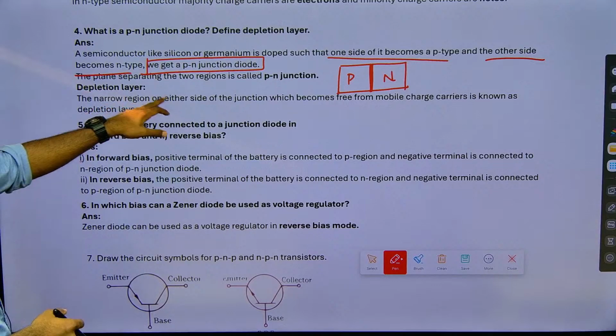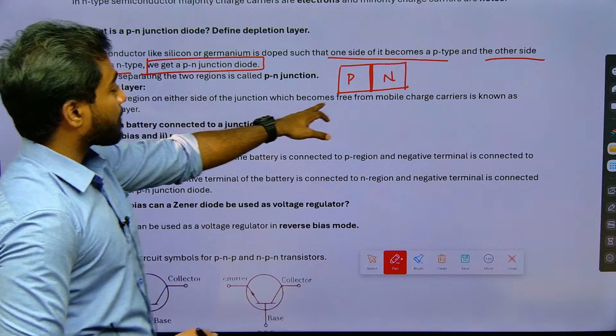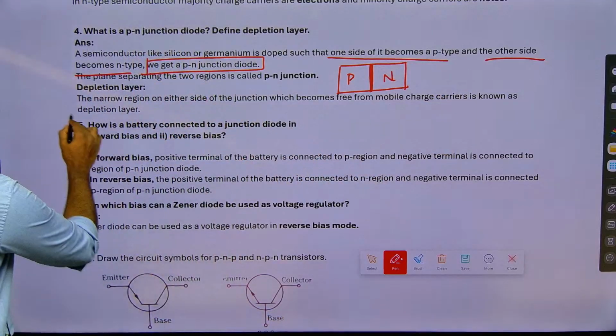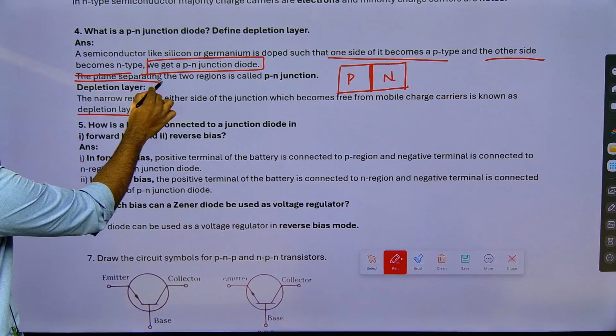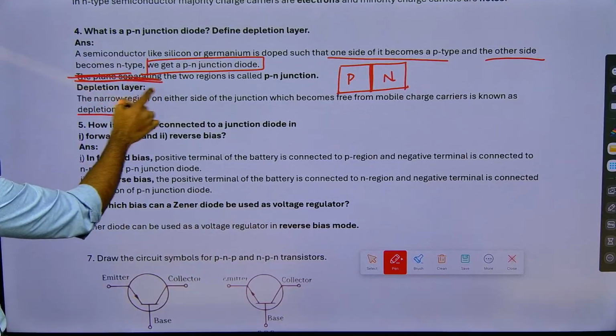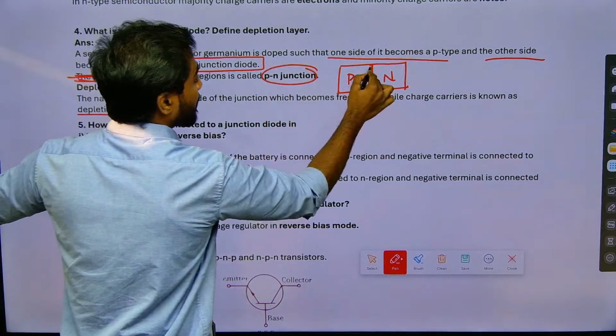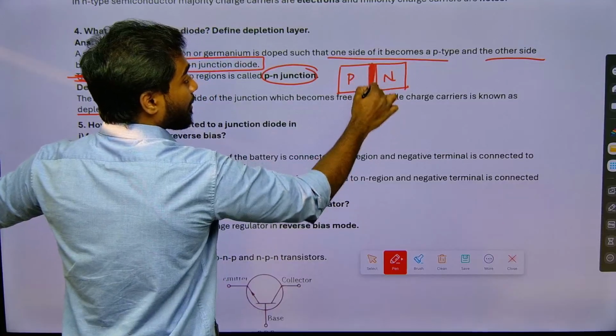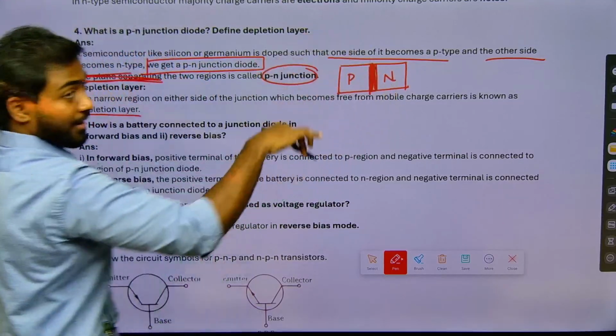The narrow region on either side of a junction which becomes free from mobile charge carriers is known as the depletion layer. So the plane separating the two regions is called the PN junction. This junction is called the PN junction. It is not called the depletion layer. What is the depletion layer then?